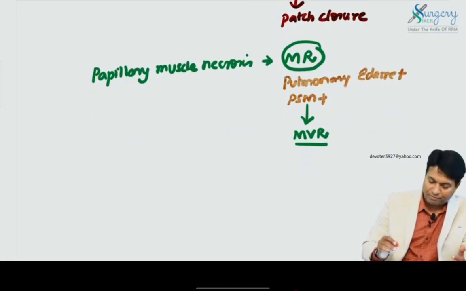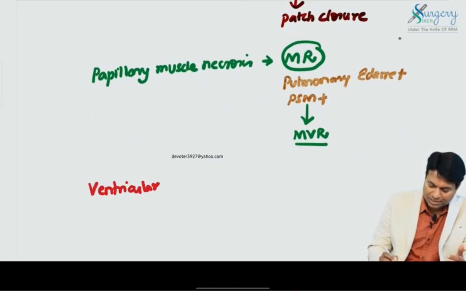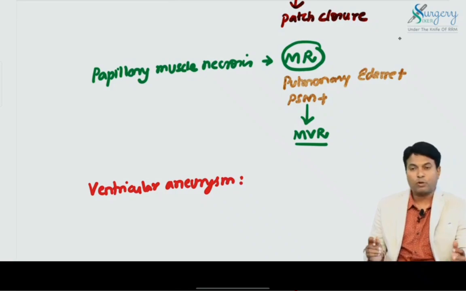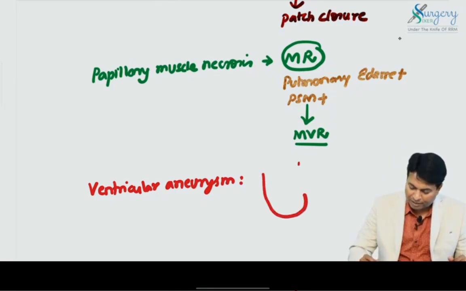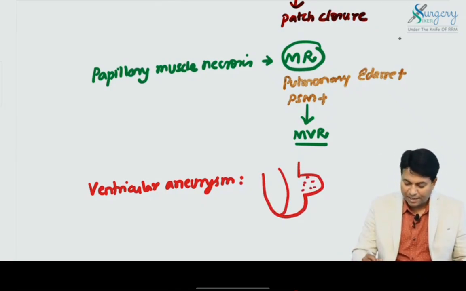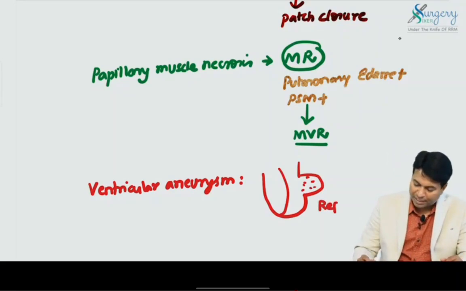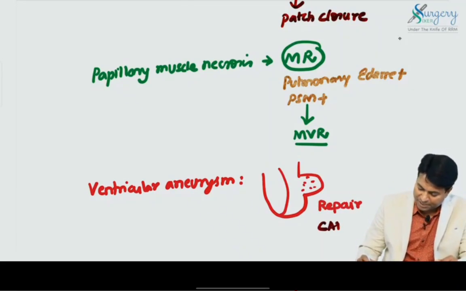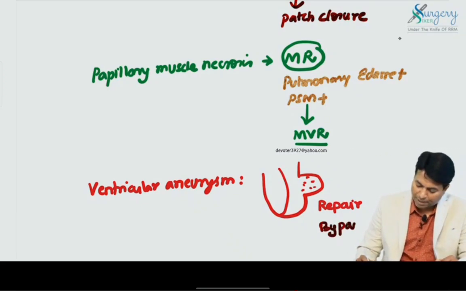So what other problem can happen? Ventricular aneurysm can happen because of the partial necrosis. Ventricular false aneurysm can happen. Necrosis of the ventricular wall: the wall of the ventricle will bulge out like this. That will result in a ventricular aneurysm. So we have to repair it immediately, and the repair is undertaken with the help of the bypass machine, the coronary artery bypass machine. So repair after connecting the heart to the bypass machine.